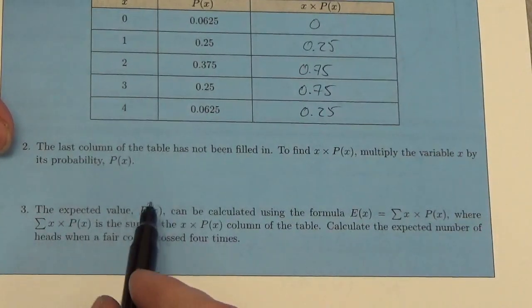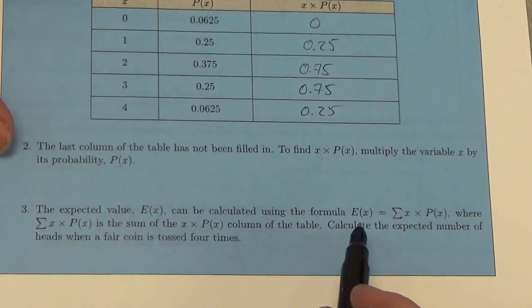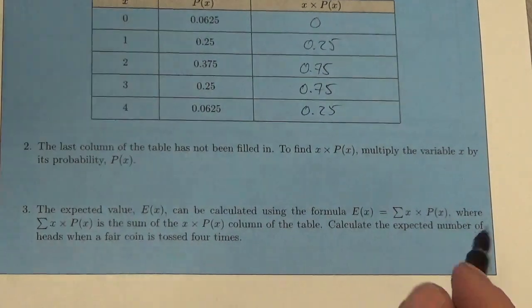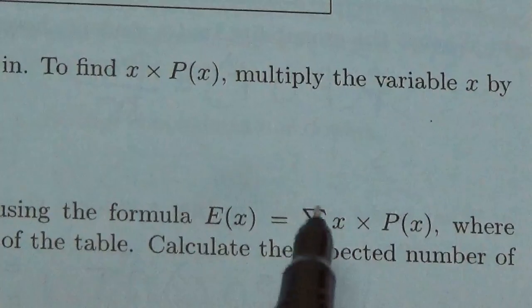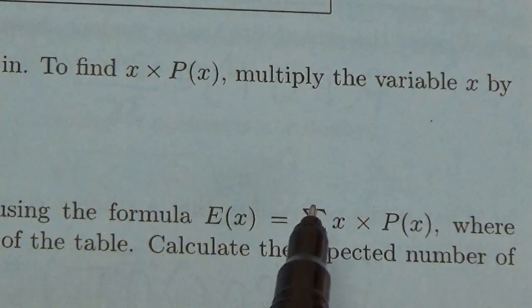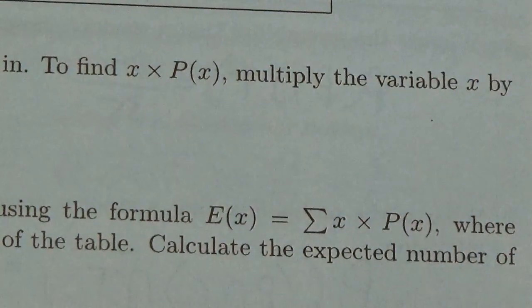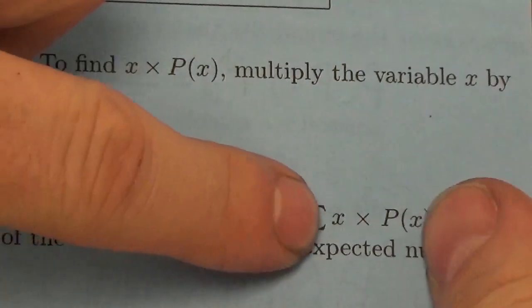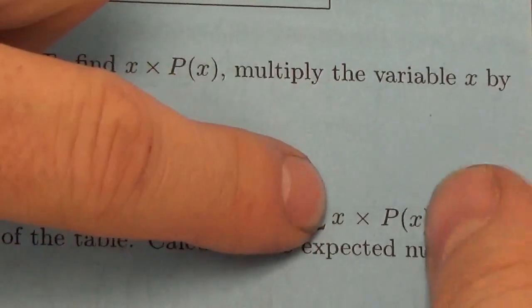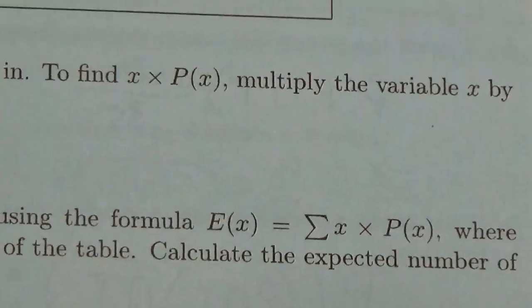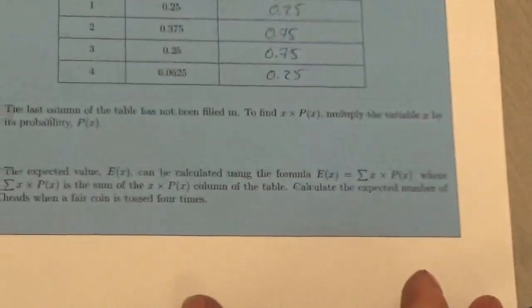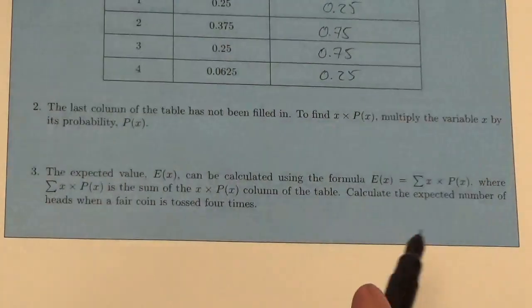Okay, so the expected value, E of x, can be calculated using the formula E of x. And now you'll notice, let's zoom in on that, we've got this funky little symbol here. That symbol is just a Greek letter, and it means add up. So what we're going to do is multiply an event by its probability, and then add them all up. And that is going to be our expected value.